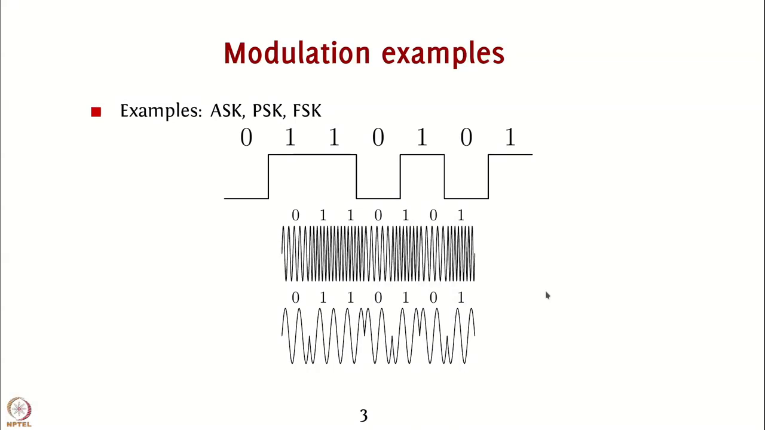So some of the most common modulation waveforms are ASK, which is amplitude shift keying, PSK, which is phase shift keying, and FSK, which is frequency shift keying. In each of these, some aspect of the waveform is modified in order to convey some message.